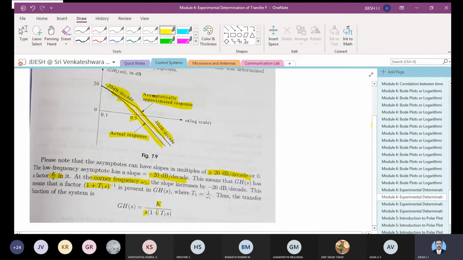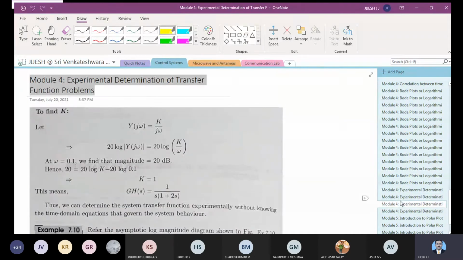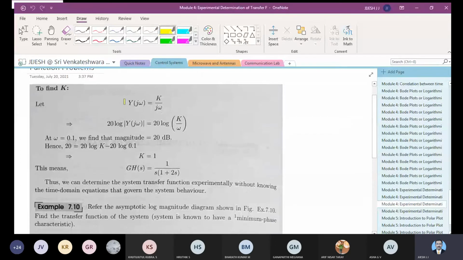So the transfer function from this figure, you can write as G(s)H(s) equals K divided by s into (1 plus T1 s). That is what you are going to write as the transfer function from the obtained figure. That is what we are going to do in the experimental determination of the transfer function. Now let us see how to find the value of K. G(j omega) you got as K divided by j omega, just now we wrote it.